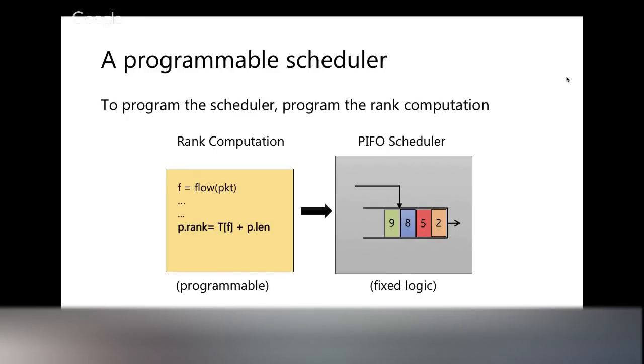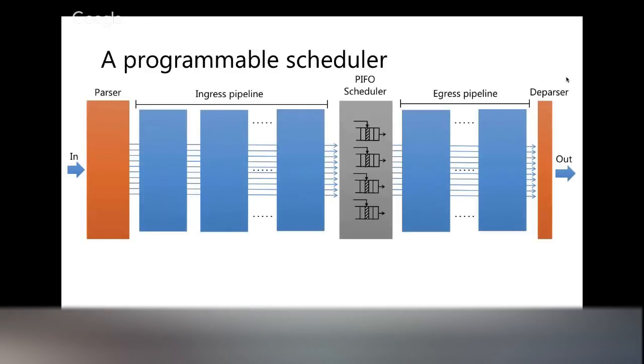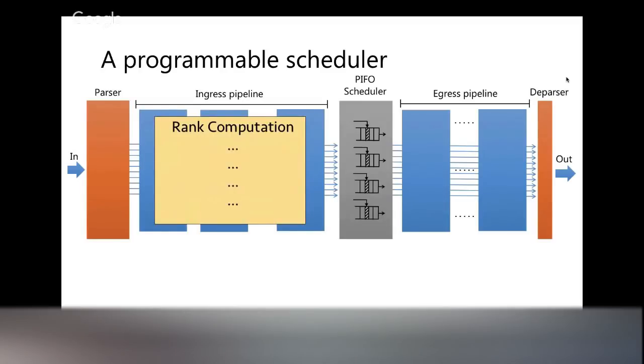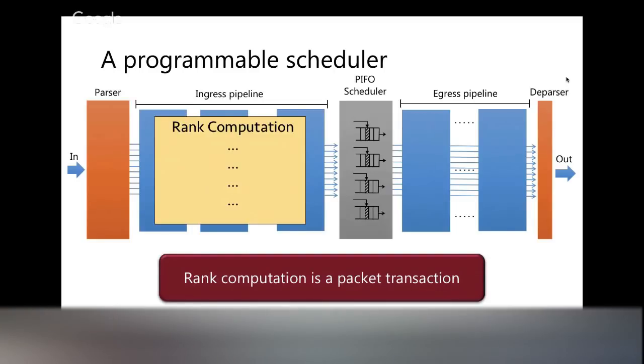So concretely, where do these two paths go within a switch? The PIFOs replace the standard queues, while the rank computation runs on the ingress pipeline. And we can repurpose the packet transactions machinery to actually run the rank computation itself.